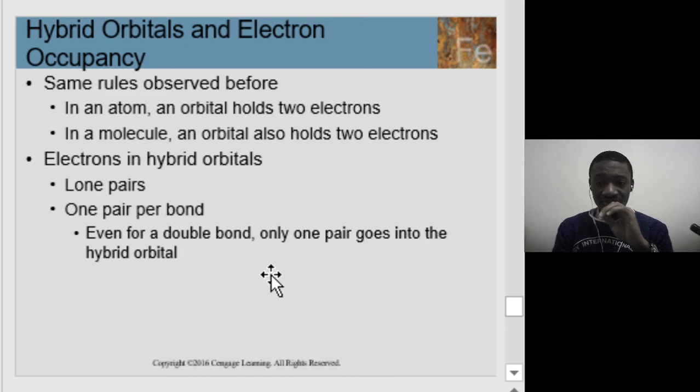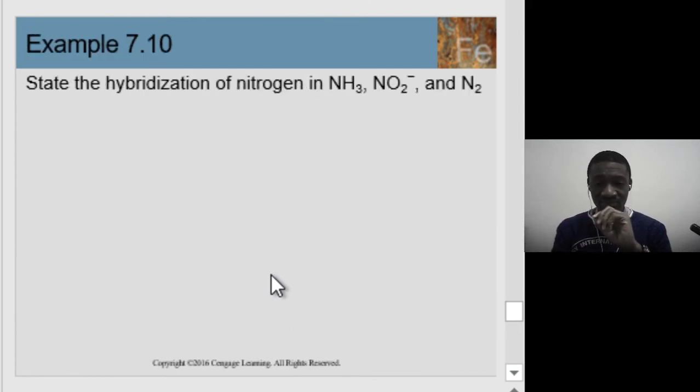So, the hybrid orbitals and electron occupancy. Some rules observed before: in an atom you have orbitals that hold 2 electrons, and in a molecule you have orbitals that hold 2 electrons. So for electrons in hybrid orbitals, you have lone pairs, and you have 1 pair per bond, right? Even for double bonds, only 1 pair goes into the hybrid. So for double bonds, it's just 1 pair of electrons that goes into the hybrid.